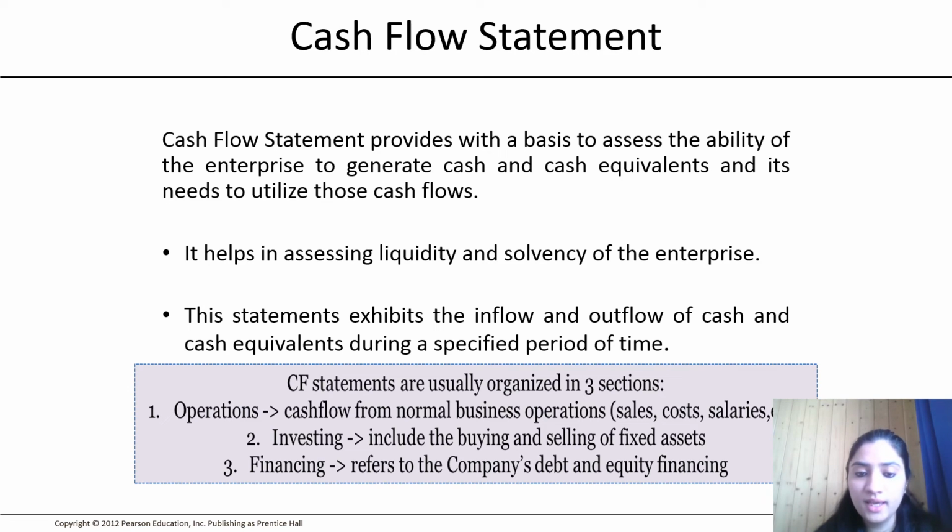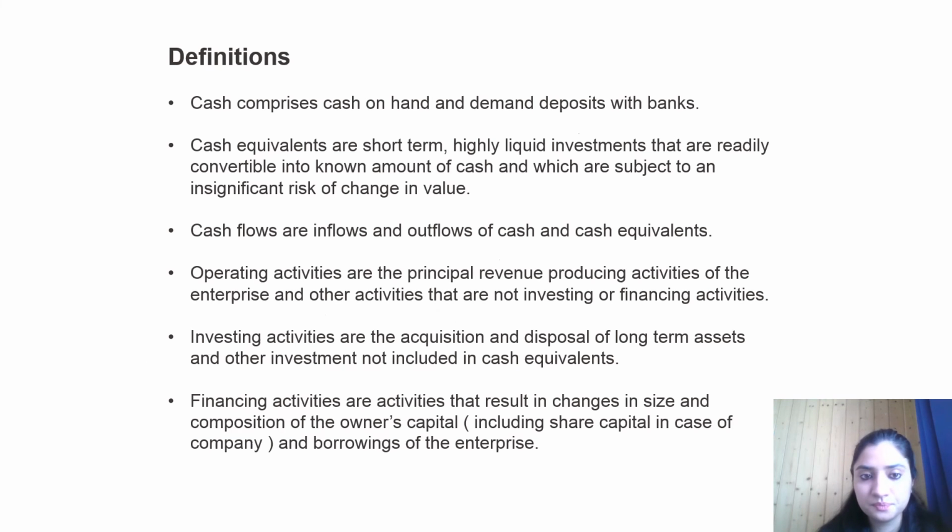Operating activities are the normal business operations, for example, paying salaries, sales, costs, wages. On the other hand, investing activities would be whether the company has bought or sold fixed assets like land, building, property, equipment. Financing activities means whether the company has taken on debt or given debt, or has issued shares or bought shares.